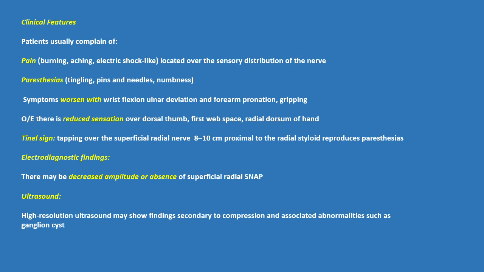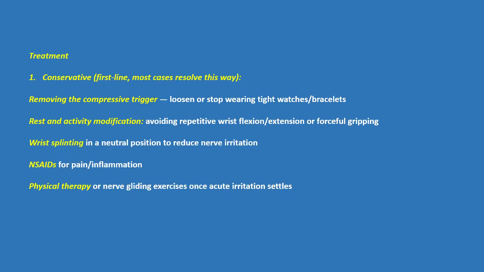Electrodiagnostic findings: there may be decreased amplitude or absence of the superficial radial SNAP. Ultrasound: high-resolution ultrasound may show findings secondary to compression and associated abnormalities such as a ganglion cyst. Treatment: conservative. This is first line, and most cases resolve this way. Remove the compressive trigger, such as loosen or stop wearing tight watches and bracelets.